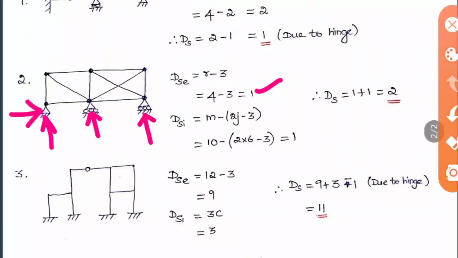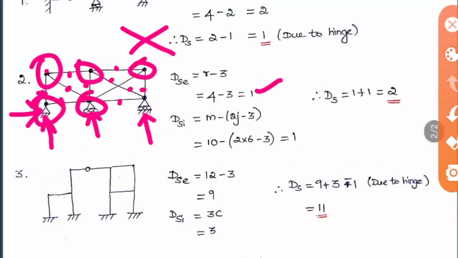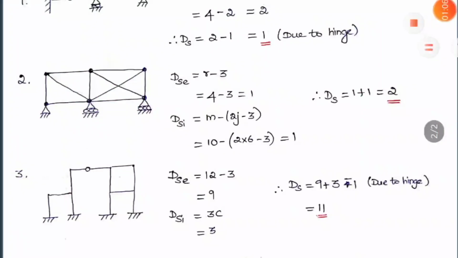Okay, and the next formula is for internal determinacy. It is m minus 2j minus 3. First let us find how many members are here. It is 1, 2, 3, 4, 5, 6, 7, 8 and 9. These two structures are 2 only, not 4. Okay, so 8 and 9 and then 10. So totally m is 10 here, and then 2j minus 3. So we want to find the j here. This is 1, 2, 3, 4, 5 and 6. So totally we are getting 6 here.